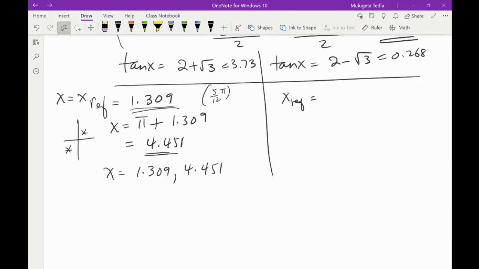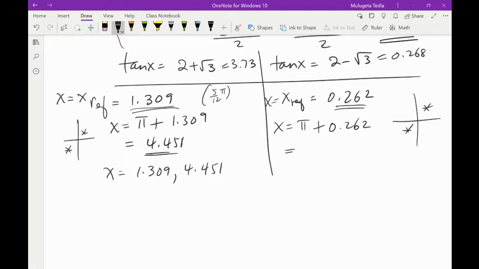Okay. So x reference for this one, second function tan of 0.268, is 0.262, right? So this is the angle. In the first quadrant tangent is positive, and again in the third quadrant, so x would then be pi plus your reference angle. It's 15 degrees plus 180. So what is 15 degrees in radians? Because they ask me in radians, I have to do it in radians.